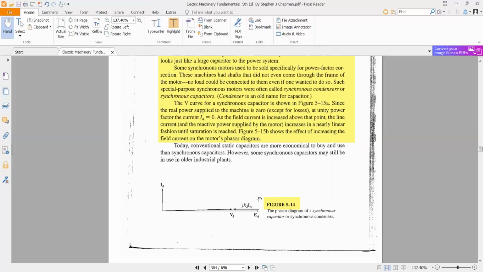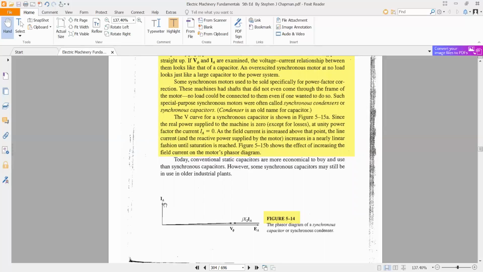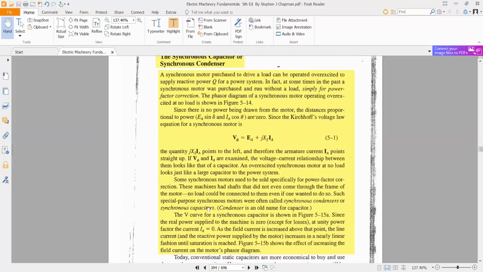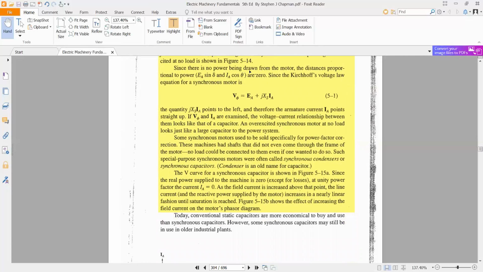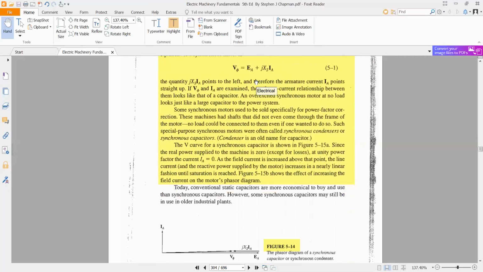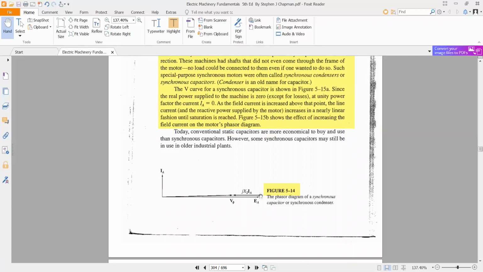You can see that the real power supplied by this motor is zero, as it is operating as a purely capacitive load. So this motor is not supplying any real load, it is not supplying any mechanical load. Since there is no power being drawn from the motor, the distances EA sine of delta and IA cos of theta are zero. You can see that here the EA sine of delta component is zero. Similarly, IA cos of theta component is zero. So the real power supplied by this motor is zero.